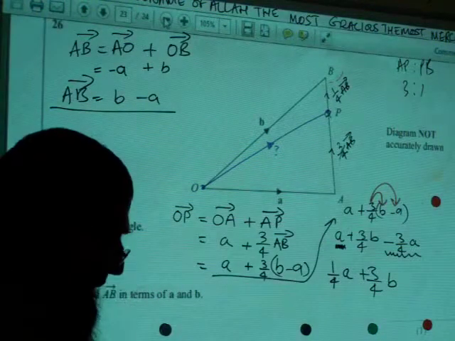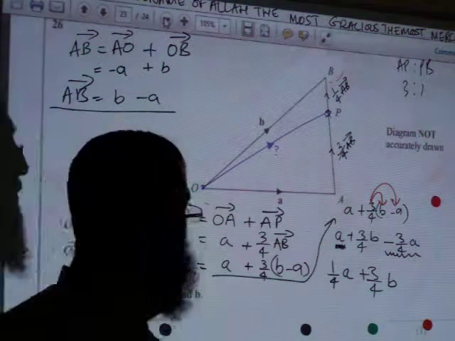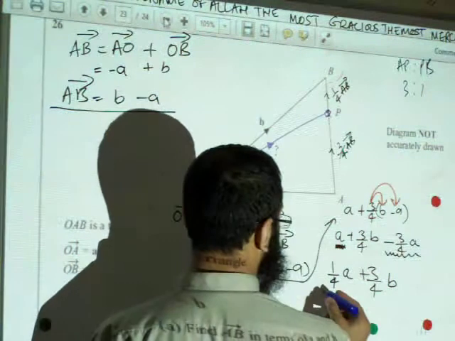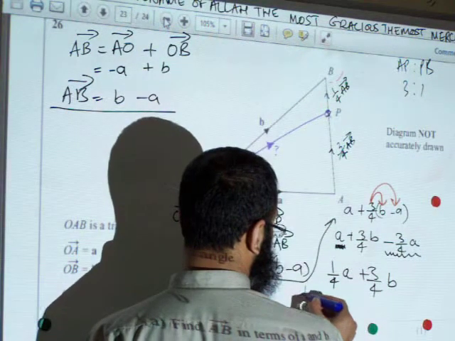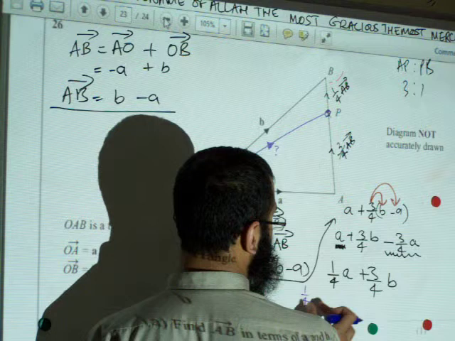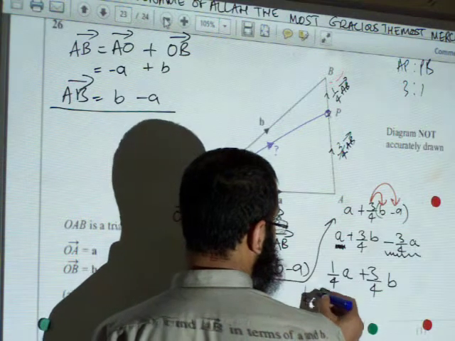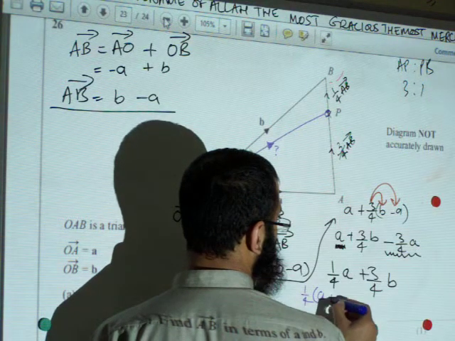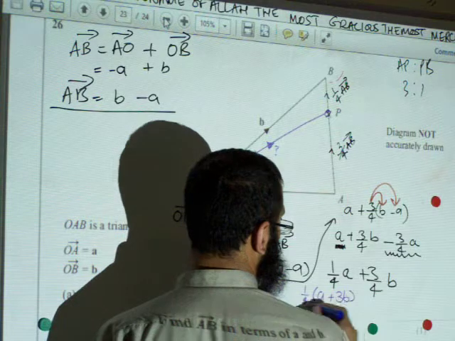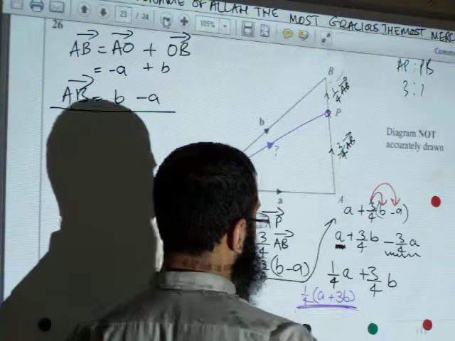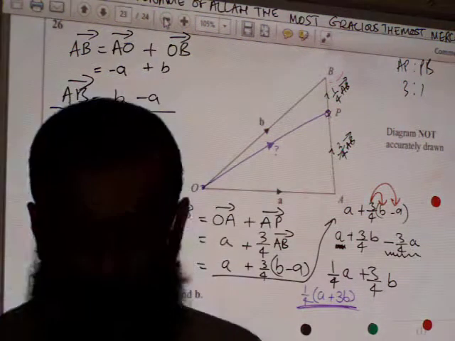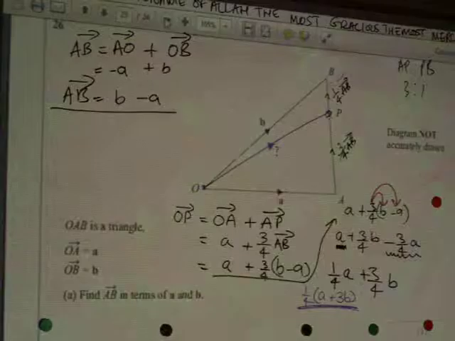Now, could we factorize that and make it a bit neater? Yeah. Take the quarter out. And we'll be running out of video space soon. So we take the quarter out as a common factor, and we're left with A plus 3B. Okay, let's have a quick look at yours. Are we happy with that?